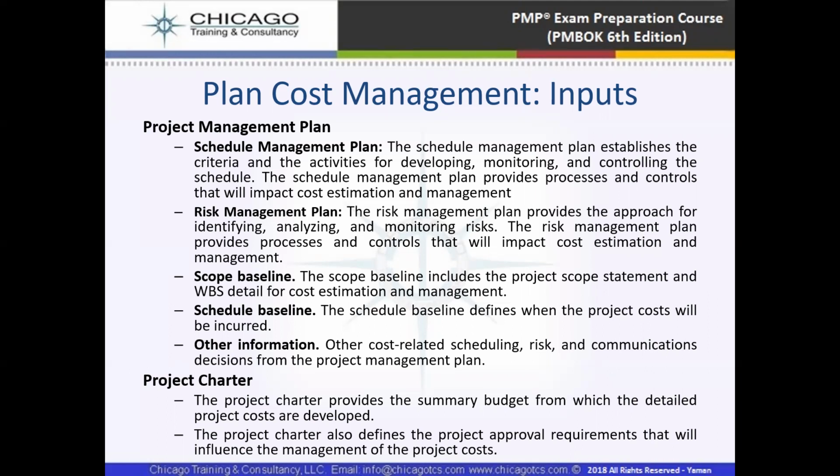And the other input is the project charter. The project charter provides us the summary budget from which the detailed costs are developed. So we have the summary of the budget for which the detailed costs are prepared, and it is also part of the project charter. The project charter also defines the project approval requirements that will influence the management of project costs, how this cost will be approved. So the project charter also gives you the indication of how this cost will be approved on a monthly basis, on monthly payments.